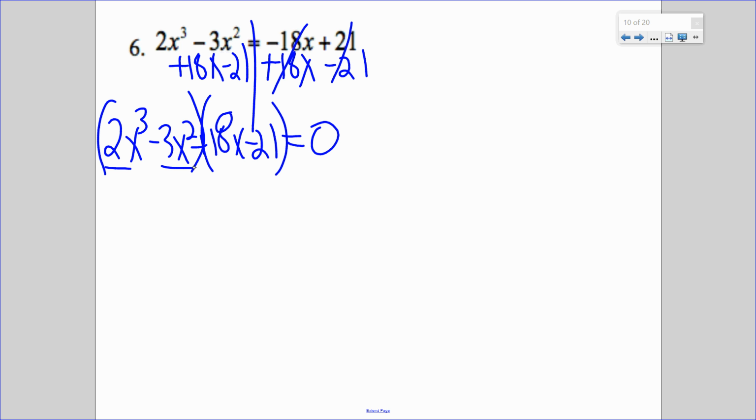So my GCF of my first group is x squared. The GCF of my second group, what goes into 18 and 21? 3, I guess, right? Something's not right here. Let me pause this for a second.